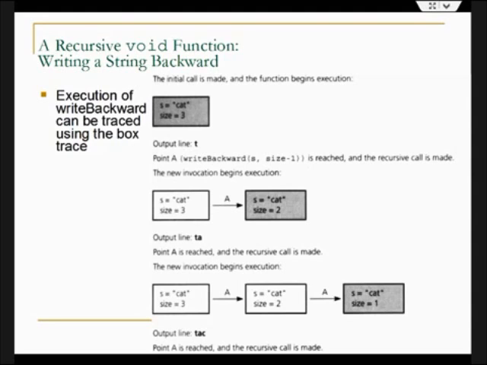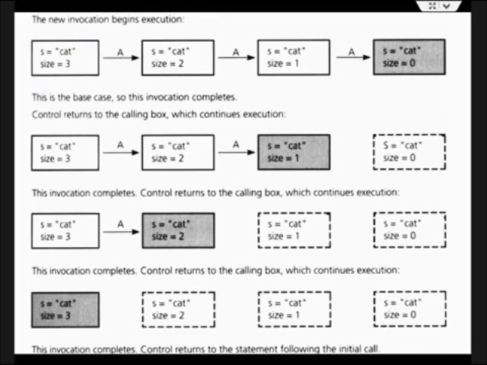All right. So the new invocation begins execution here. We size 0. We return. We come back, and we come back, and we come back. Okay. So the invocation completes. Control returns to the calling program, and we have printed the cat backwards.